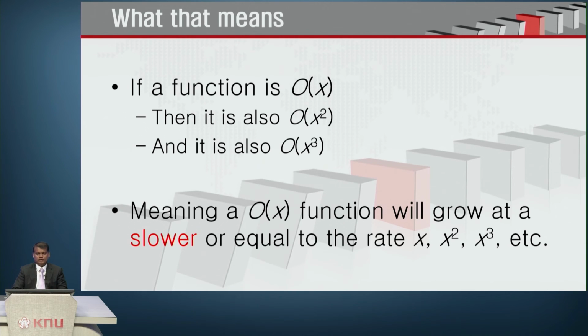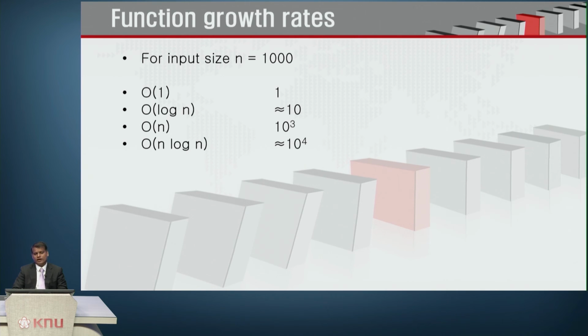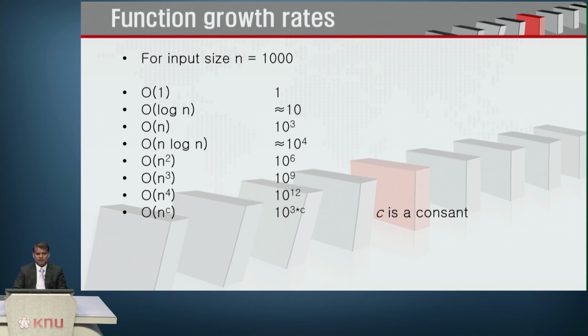This is the exponential part that they have here, and the functional growth rate. If the input size is 1000, big O of 1 is 1, big O of log n is 10, big O of n is 10 power 3, big O of n log n is 10 power 4, big O of n squared is 10 power 6, big O of n cubed is 10 power 9, n power 4 is 10 power 12, and big O of n power c is 10 power 3 times c, where c is a constant. 2 power n is 10 power 301, that is huge.